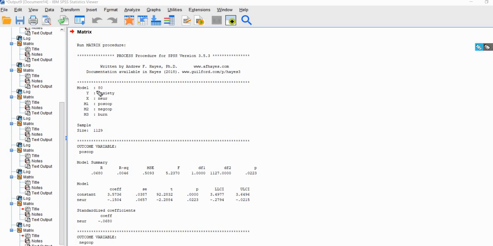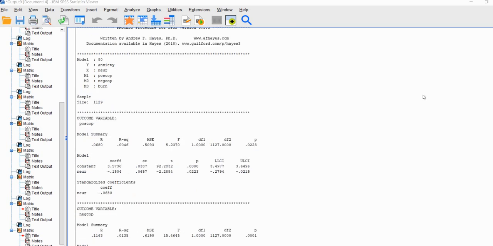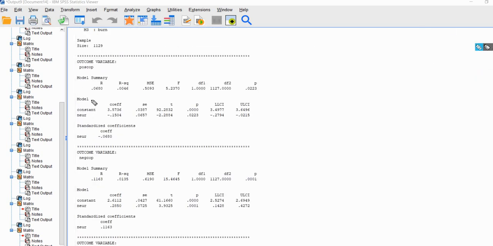So now, looking at our output, you'll see that we have model 80. In the description of the model, we have anxiety as Y, neuroticism as X, positive coping and negative coping as M1 and M2, and then burnout as M3. So now going through the sequence of models that I was referring to, the first model is the regression of positive coping onto neuroticism. The slope right here is negative, and we have statistical significance at the conventional 0.05 level. So neuroticism emerged as a significant negative predictor of positive coping.